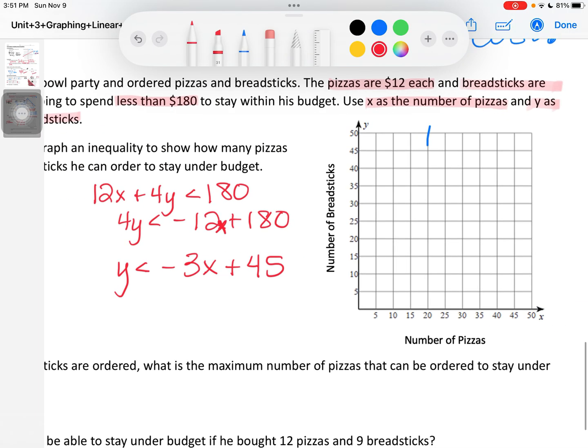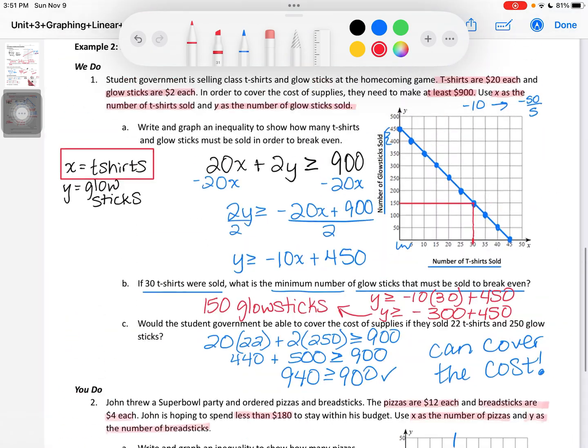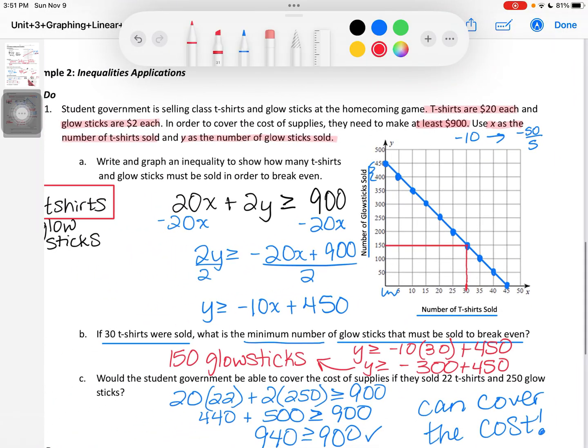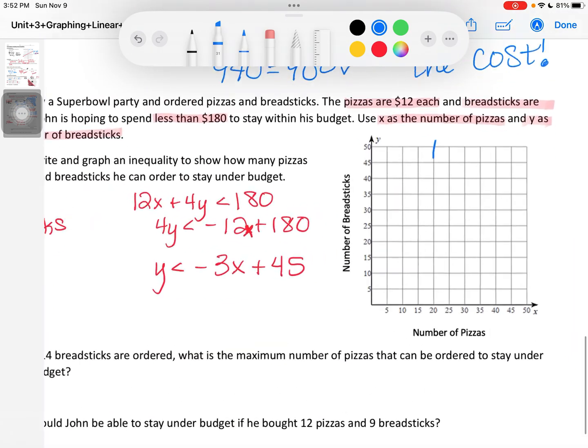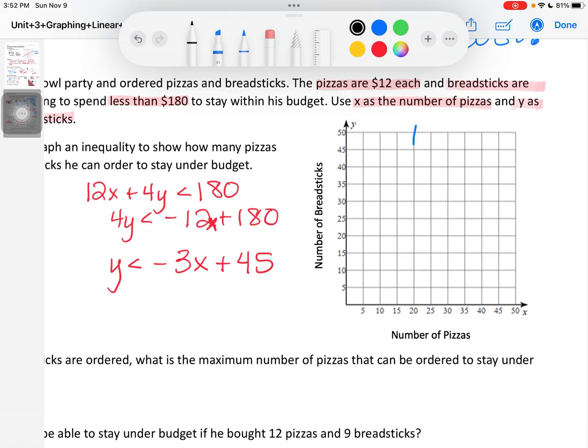This is the only example so far where I didn't shade up here. Oh my goodness, I am so sorry. We want this to be greater than or equal to 900. Since it's greater than or equal to 900, we would have to try and plug in. You can do 0, 0 again just to see. And this says that 0 is greater than or equal to 450, which is not true. So you don't want to shade there. You would want to shade above this graph. Okay. All right, let's get back to this one. I'm so sorry. Here we go.